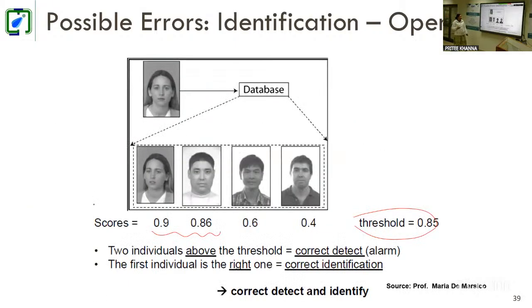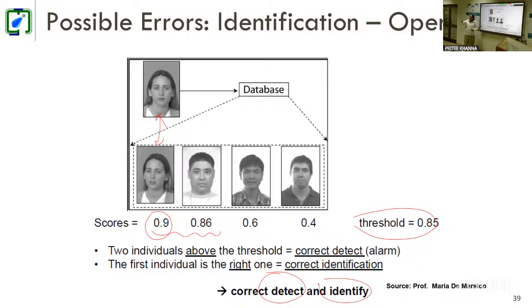So we are saying that two individuals are above the threshold. So we'll say that, okay, yes, the detection is there. Some are passing the threshold. And you can see the first one is correct, right? So we say that it is a correct identification. So it is both correct detection as well as correct identification.